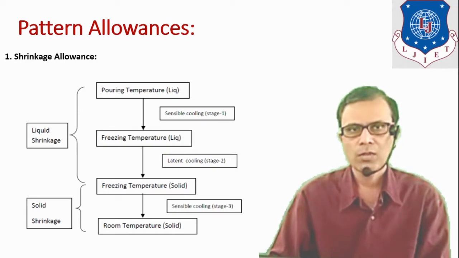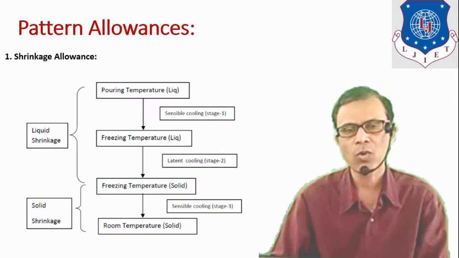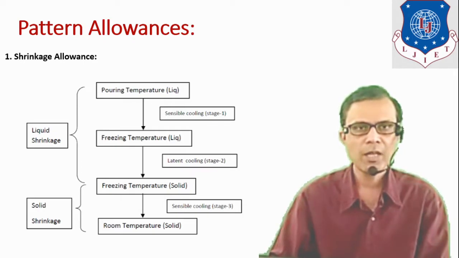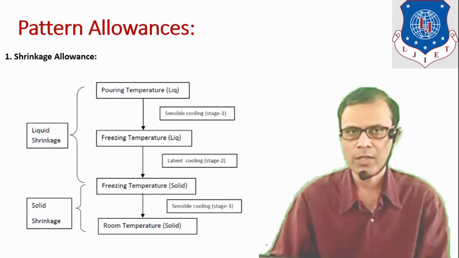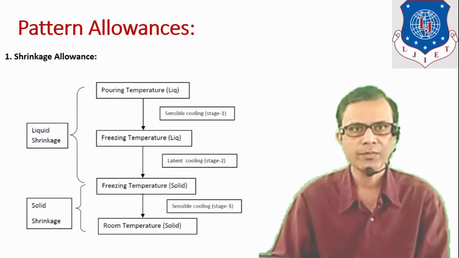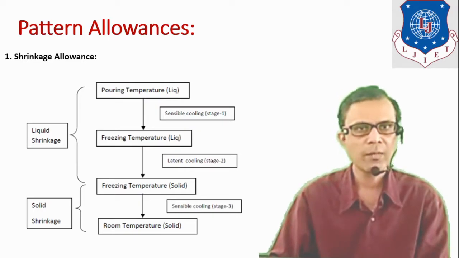This allowance is important from the viewpoint of shrinkage of molten metal. It can be compared with the formation of ice. We know that when ice is formed from water, its volume decreases. Or in the reverse process, if ice melts, its volume increases. A similar concept can be applied to molten metal.